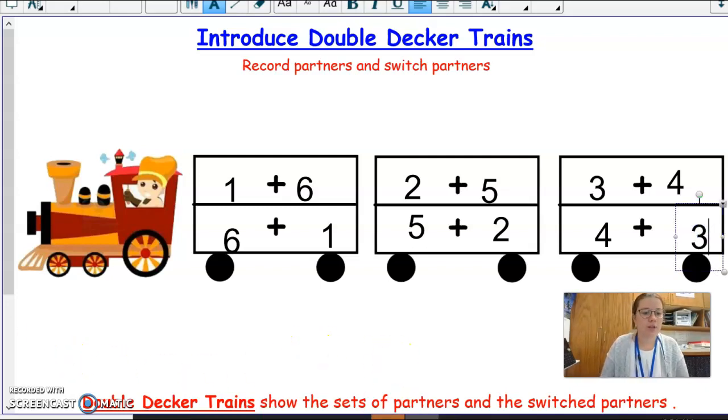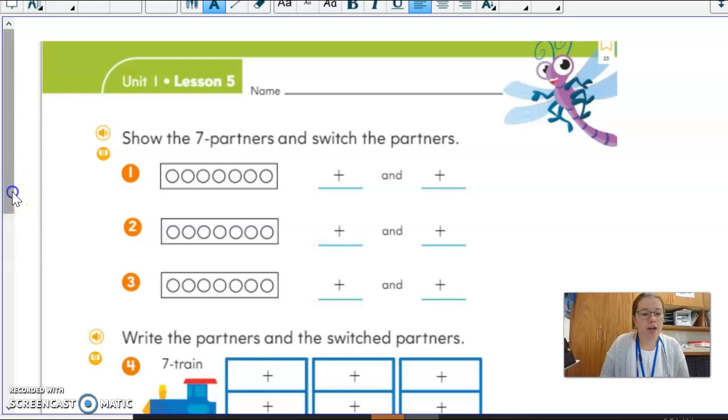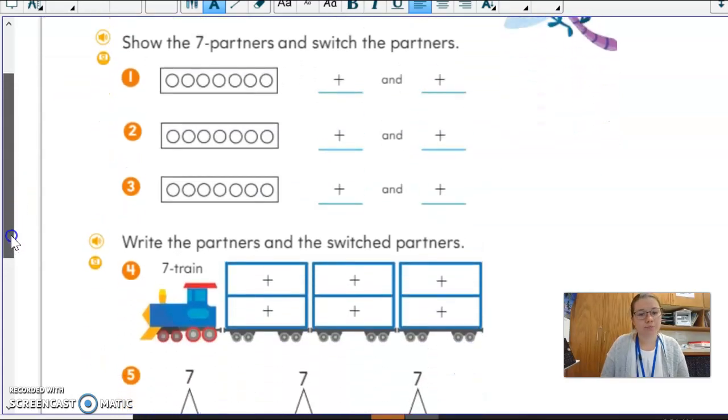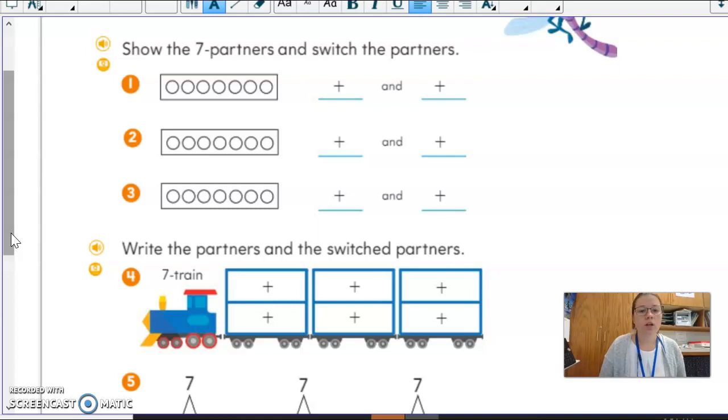Excellent. All right, if you could please get your math workbook out. We're going to show the 7 partners and switch the partners. This is very similar to what we've been working on in the past. If you don't need me anymore, if you don't want to watch this part and you know what you have to do, go ahead. If you want to follow along, I will take you through the workbook.